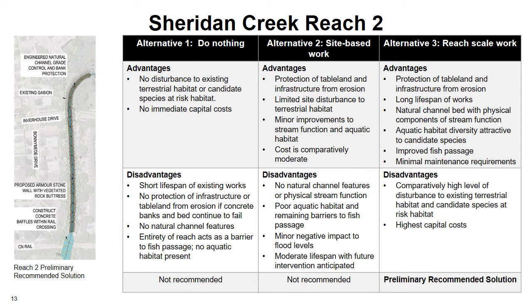Alternative 3, reach scale work, was identified as the preliminary recommended solution for Reach 2 because it would provide stability to the watercourse and significantly improve the aquatic habitat. Therefore, Alternative 3 offers more advantages and less disadvantages compared to the other two alternative solutions.